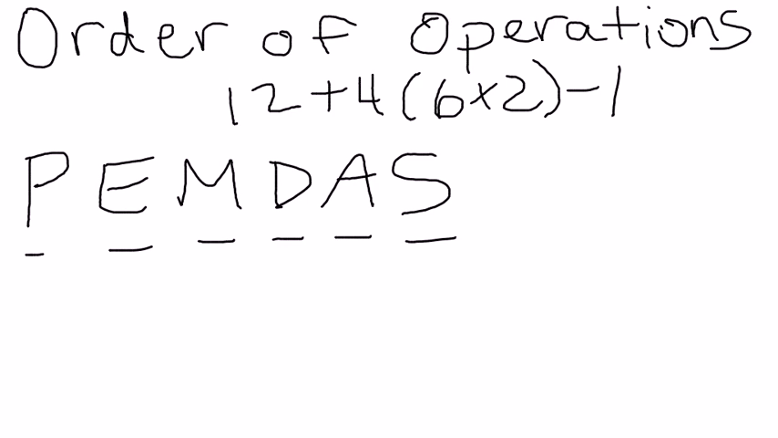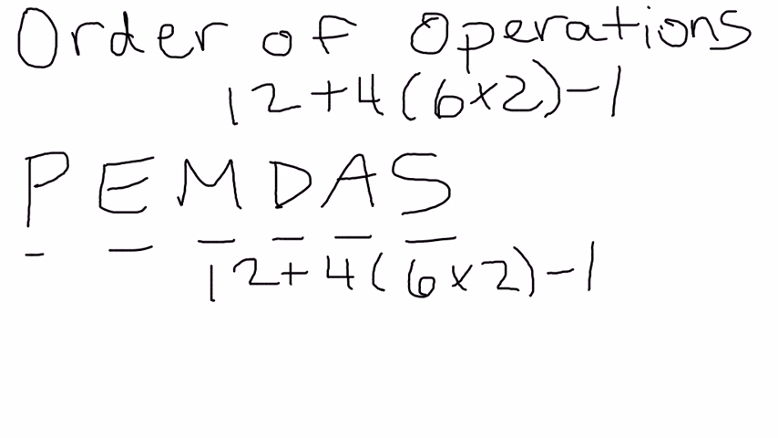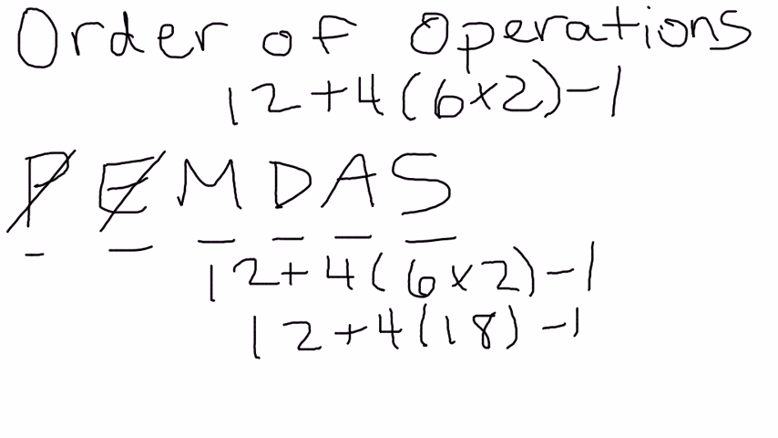So looking at this problem above, are there any parentheses? Yes, there is. So we're going to solve for the parentheses first. Let's rewrite this problem. So 6 times 2 is 18, and we're going to make sure that we rewrite everything down below to keep it all lined up. So then we look at, do we have any exponents? No exponents, but we do have another multiplication problem. So we are going to do 4 times 18, which is 72, and we're going to rewrite the rest.